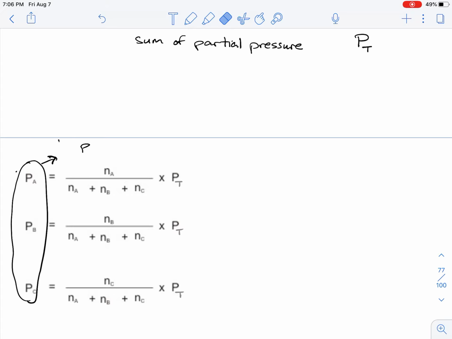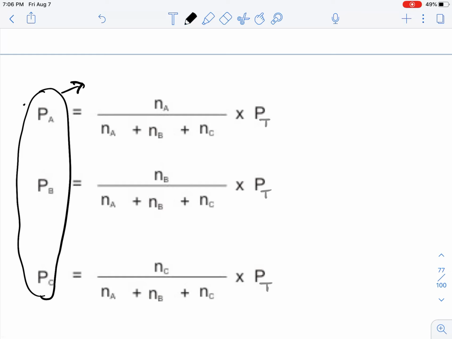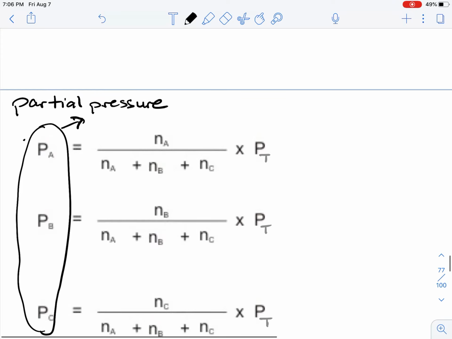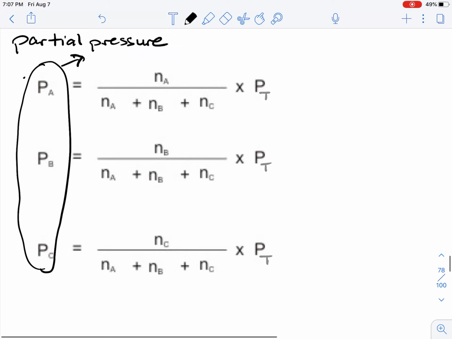Let me see if I can write this a little bit more neatly. Okay. So partial pressure of those gases. Okay. And so the partial pressure of these gases can be calculated by determining their mole fraction, which is this whole piece right here.